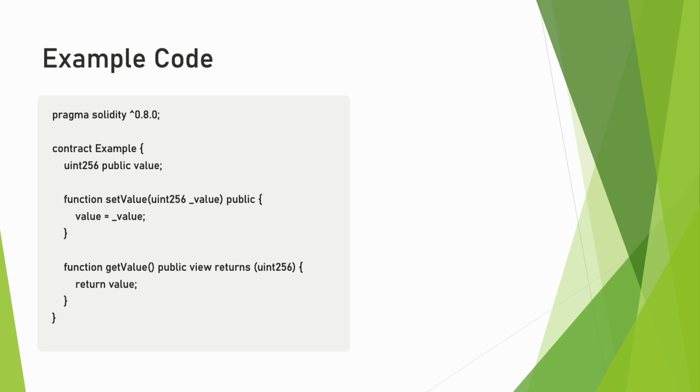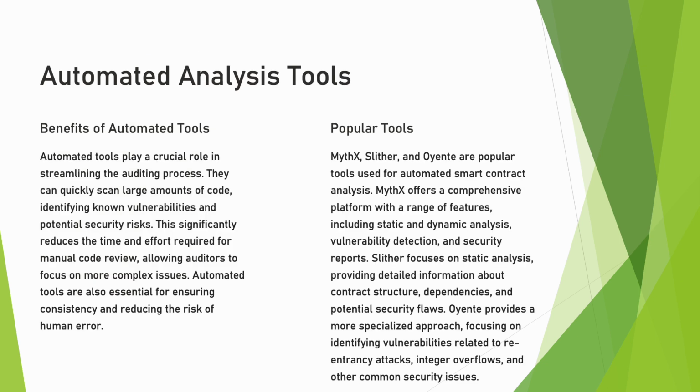Here is the code, which uses a Pragma Solidity compiler version 0.8.0. We have a public variable value which is of type uint256, a function set value which takes an input value and equates the previous public variable to the value provided in the input, and the get value function to retrieve that particular value which is stored in the variable value. Moving on, we have automated analysis tools. We have two parts, that is, benefits of automated tools and popular tools which we can use.